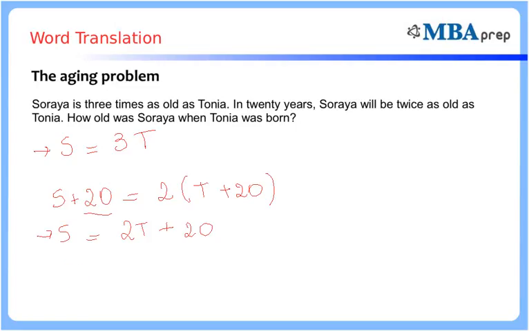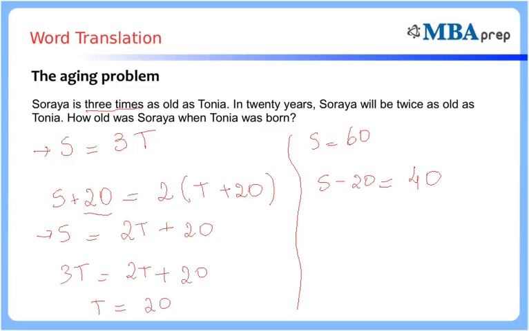So 3t equals twice t plus 20. Tonya is 20. Soraya now is 3 times as old as Tonya, so Soraya is 60. So when Tonya was born 20 years ago, Soraya was 40. This is a problem that will happen in different situations, but always remember to compute time in the future and time in the past for all members, unless stated otherwise in the question.